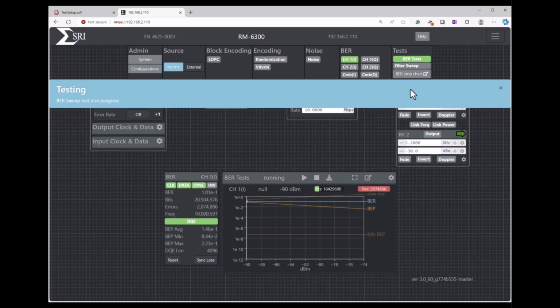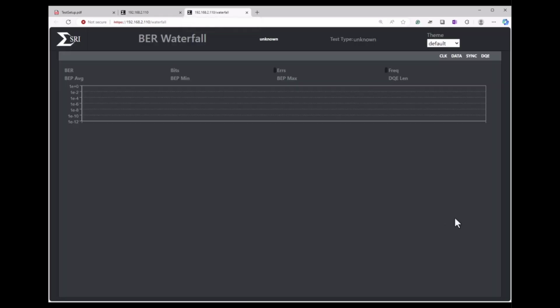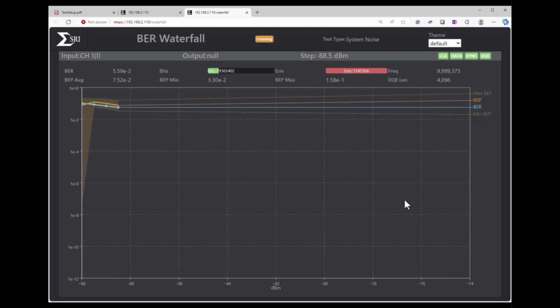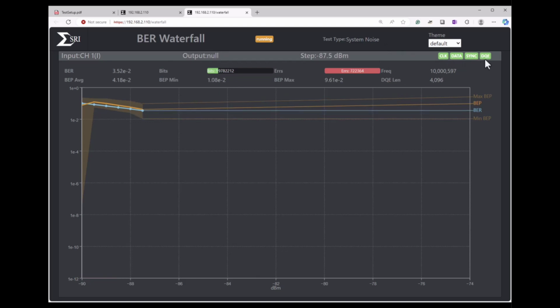We have a bar up here indicating it's running a test. We can also get that out of the way. So now as our test is running, let's open this in another window, a larger window, this waterfall test. Here we are. So what we're seeing here is, again, we have valid clock, we have valid data, we're in sync, and it is DQE, it is encapsulated with the data quality metric.